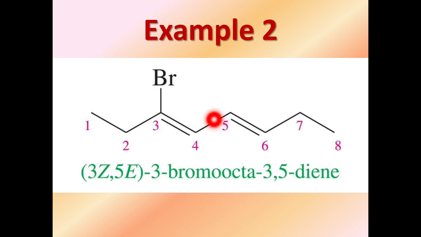Then we put a comma, and then let us see at the fifth carbon. Again let us see on this side. Here there is hydrogen, here there is carbon, so carbon gets 1. And on this carbon you can see this is attached to another carbon and one more hydrogen, so you can see this is 1 and this is 1, which are opposite to each other. That is, one above the reference plane and this carbon below the reference plane. That's why this double bond gets 5E. So that's how the name is 3Z 5E 3 bromo octa 3,5 diene.